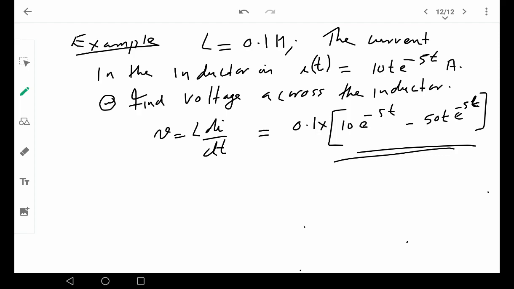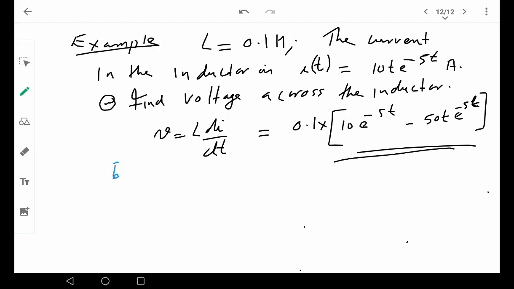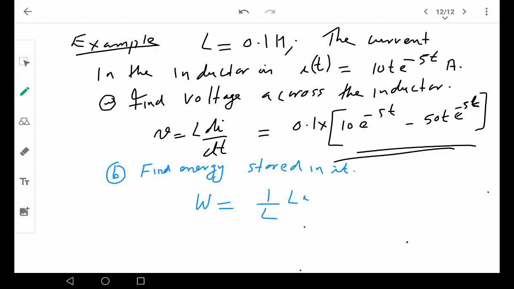Energy, what is the energy? Find the energy stored in the inductor. You can find the energy W equal to, what's the equation for the energy? Energy is given by half L i square.